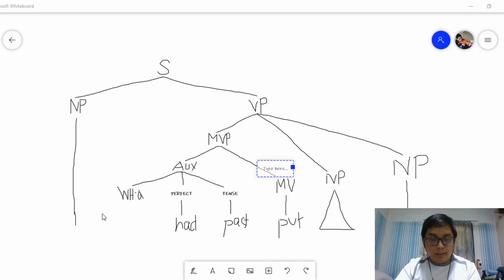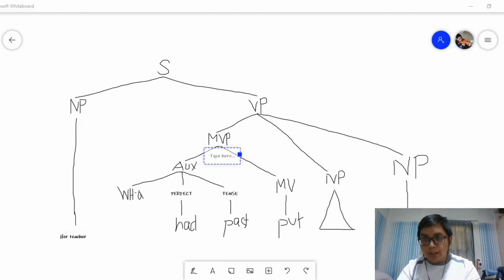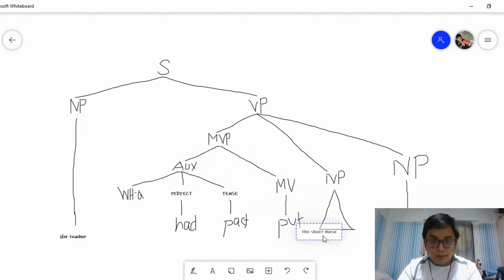Alright, her teacher. Let's write it down. Oops. Her teacher. Okay, then the next word is the sheet music. Sheet music. Then here we go. Then the last one, somewhere. Okay.